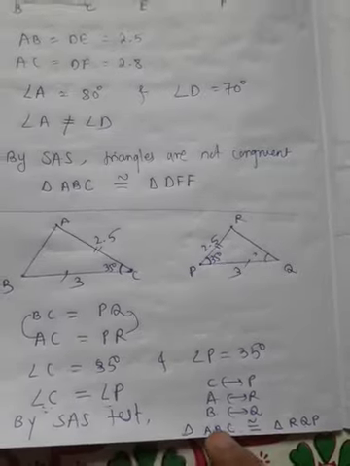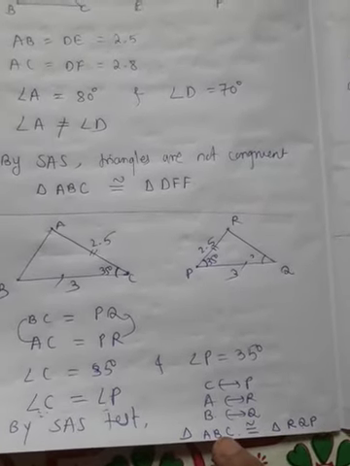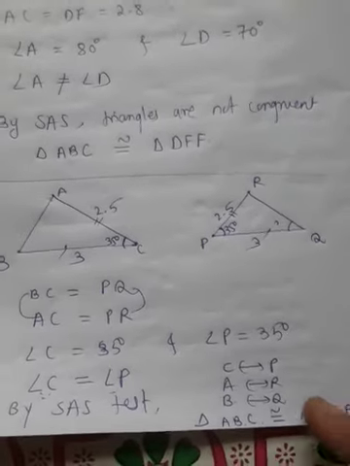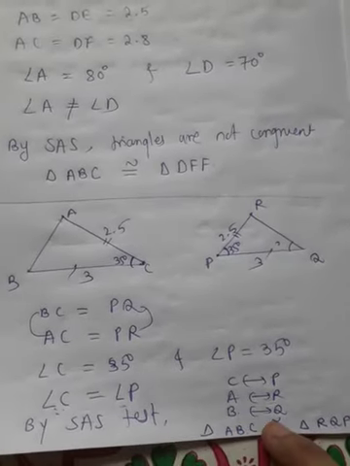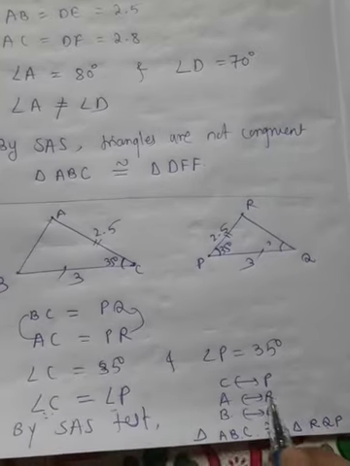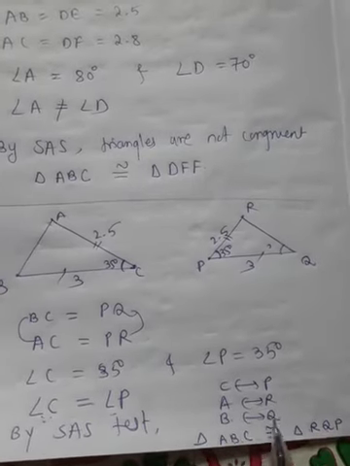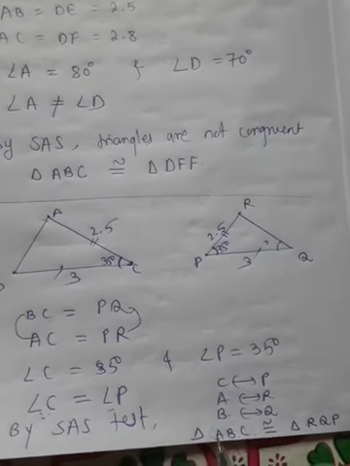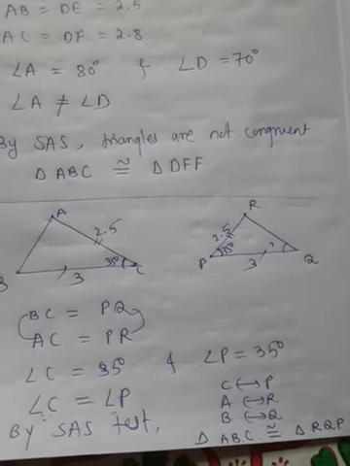Okay, so don't forget to keep the order of letters according to correspondence. Okay, so here triangle ABC is congruent to, here A corresponds to R, so write R. B corresponds to Q, write Q, and C corresponds to P, write P. So triangle ABC is congruent to triangle RQP.